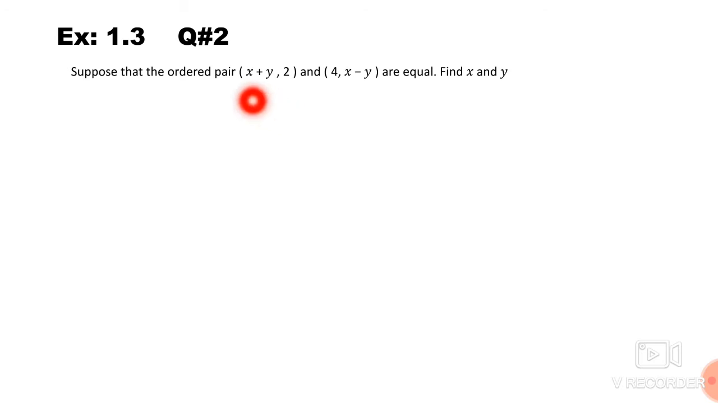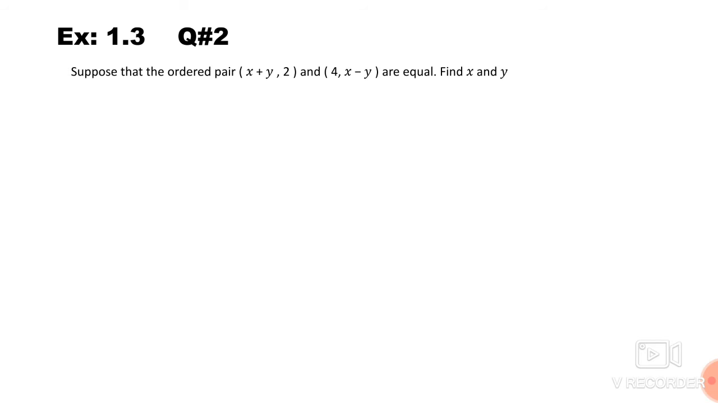Question number 1 is done. We have question number 2. Suppose that the ordered pairs (x plus y, 2), this is the first ordered pair, and (4, x minus y) are equal. These two ordered pairs are equal, and we have to find the value of x and y.